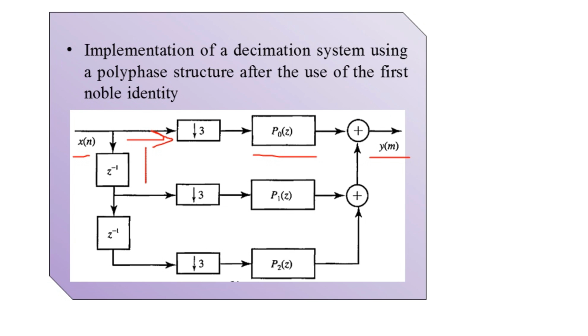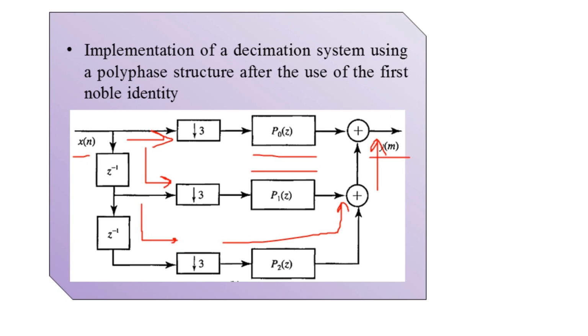Then we have the delay to the second stage by z inverse, then the decimation by factor 3, the use of P1 of z here, and then the summation. Now again we have a delay, then the decimation by factor 3, P2 of z, and then added to the summation here.